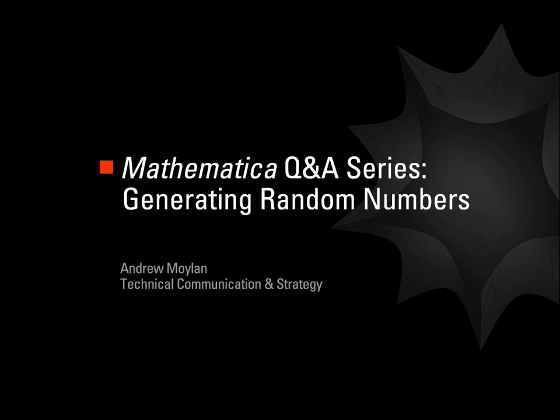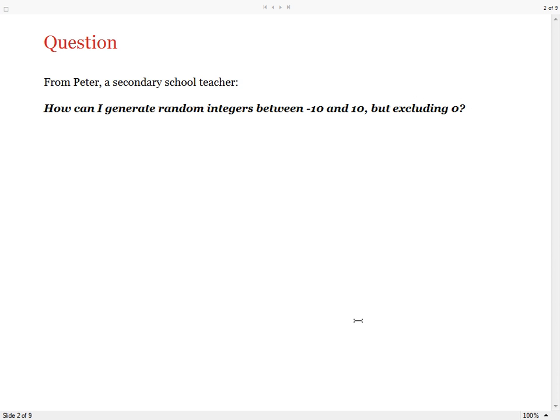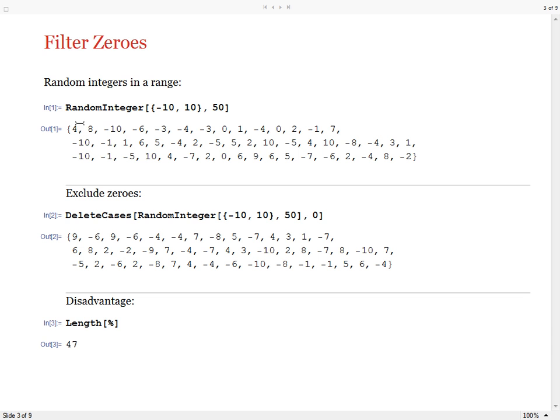This week's Mathematica Q&A blog post is on the subject of generating random numbers. Our question is, how can I generate random integers between -10 and 10 but excluding 0? You can use the function RandomInteger to generate random integers in the range -10 to 10, but of course sometimes a 0 is generated.